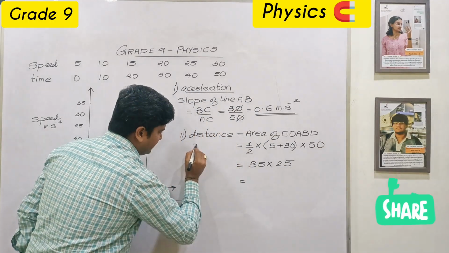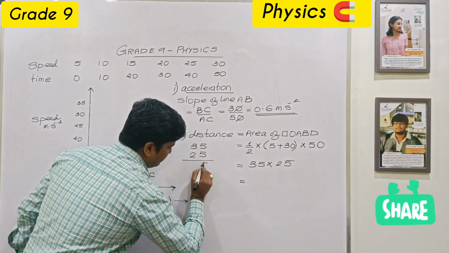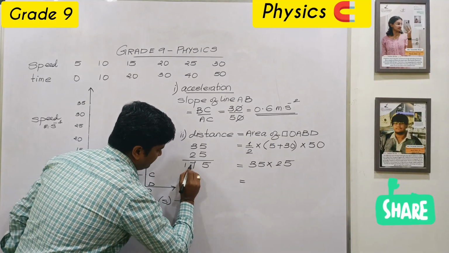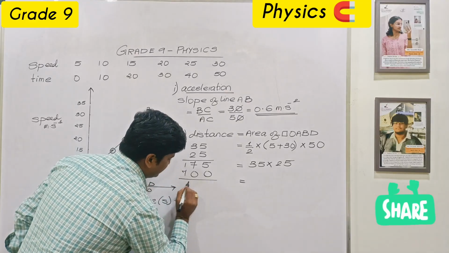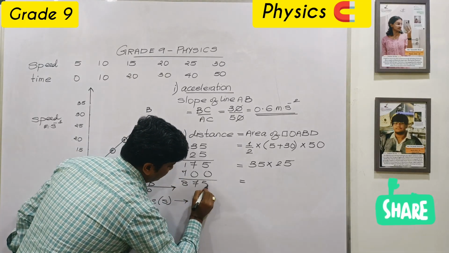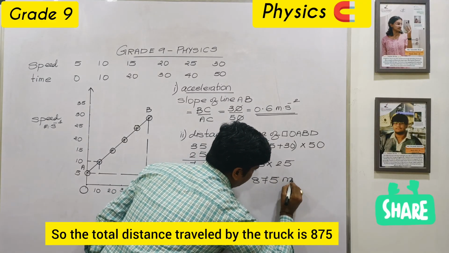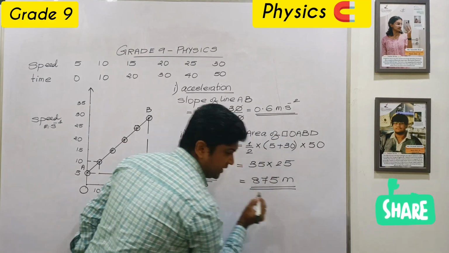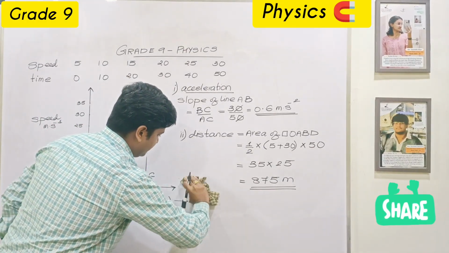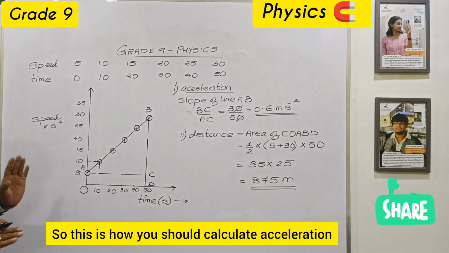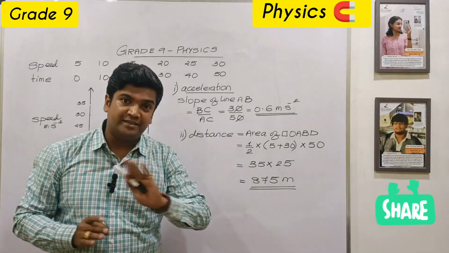Let's multiply 35 times 25. 5 times 5 is 25, this is 175. 0, 2 fives are 10, 1 carry, 2 threes are 6 plus 1 is 7. So I get 875. The total distance traveled by the truck is 875 meters, which I got from the graph. This is how you should calculate acceleration and the distance traveled by the truck. Done. Thank you.